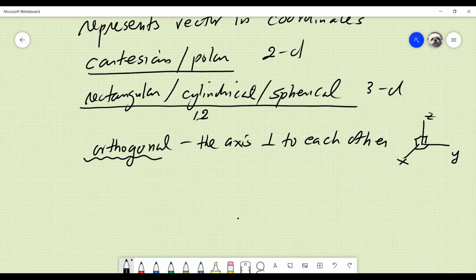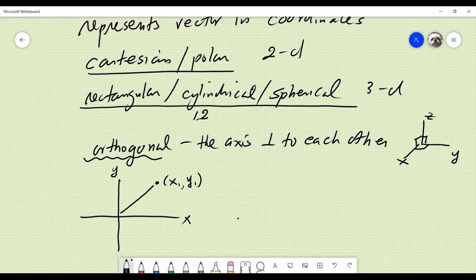Now let's say the Cartesian, right? So we draw the coordinate, X, Y. Let's say I have a point here. You can call this point X1, Y1, right? Now then what happened? Then this point will represent a vector. Let's say this vector is A, right? Now, by the way, what is a vector?